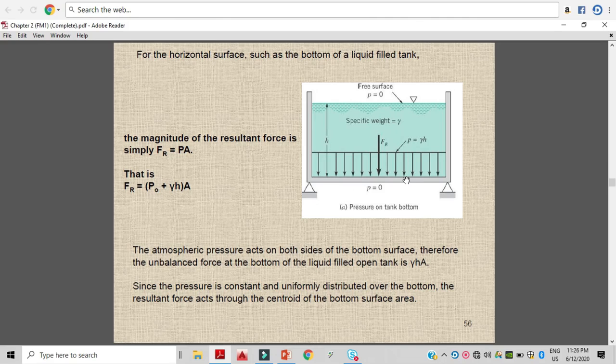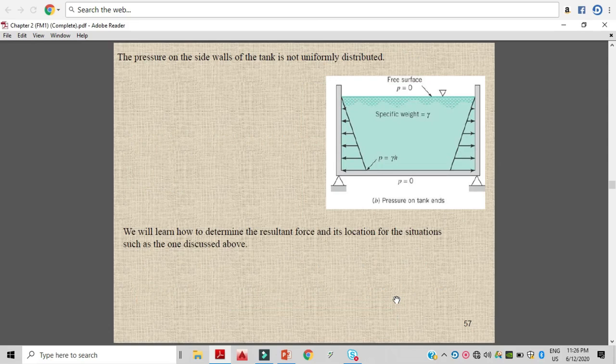So the only net unbalanced force is the hydrostatic force due to the weight of the fluid, that is ρghA. Here h is the height of the column, A is the area on which the pressure is acting, and ρg is the weight density of the fluid. Since the pressure is constant and uniformly distributed over the bottom, the resultant force acts through the centroid of the bottom surface area. Let's move on to the next case.